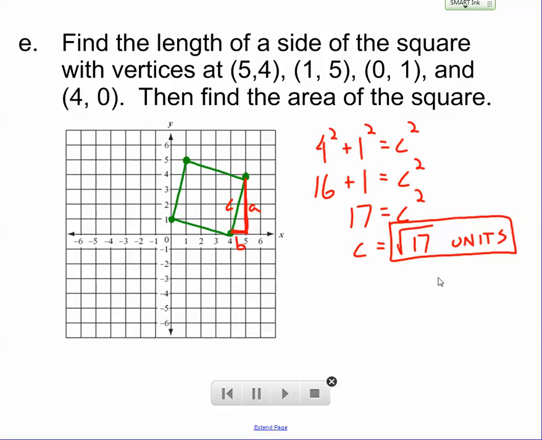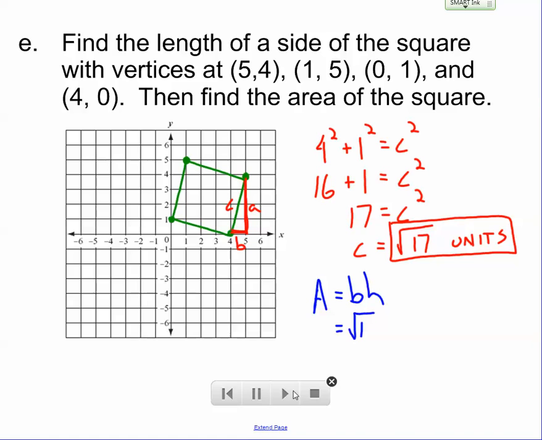It's an irrational number, so if they don't want it rounded, I'm just going to leave it as the square root of 17. And by the way, 17 is not divisible by any perfect square, so no need to simplify it. Not that I really want to anyway, because the next step is to find the area of the square. Well, the area of a square is just base times height, and in this case, the base and the height are both the same thing.